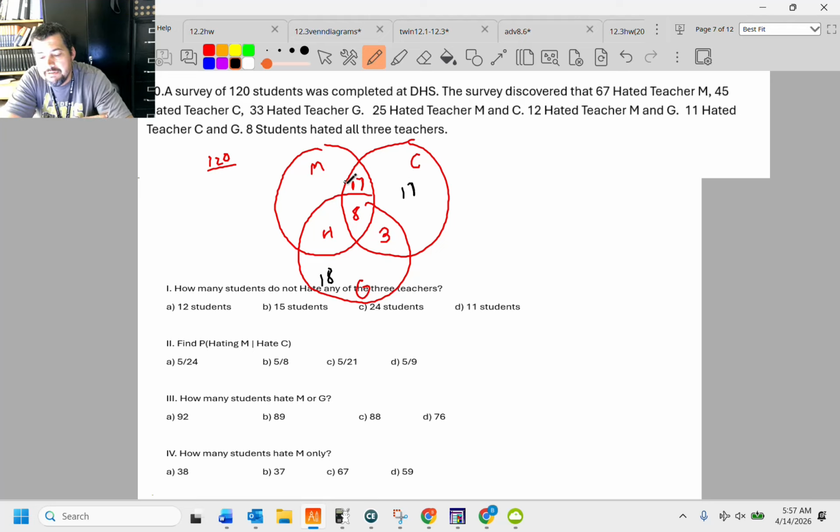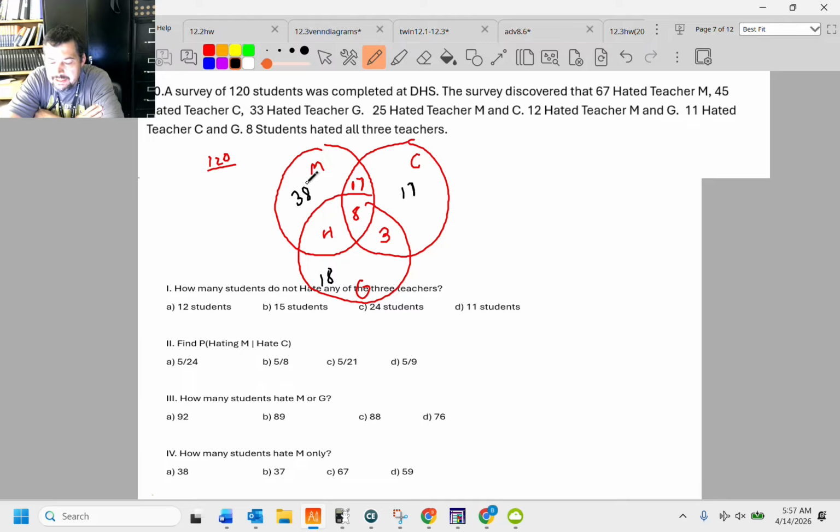67 did not like teacher M. Let's see here. 67 minus 17 is 50. Minus 8 is 42. Minus 4 is 36. And again, this needs to add to 67. So we got 12, 29, and there's something wrong, isn't there? Now is it 67? 67 minus 17 is 50. Minus 8 is 42. 38. That's the problem. All right, there's my 3 circles.